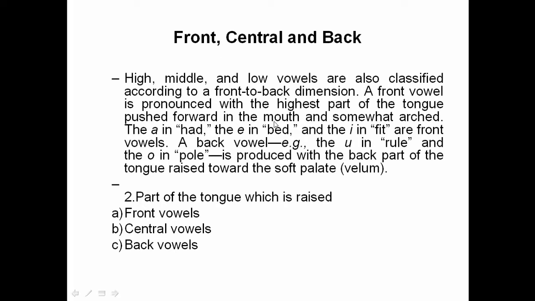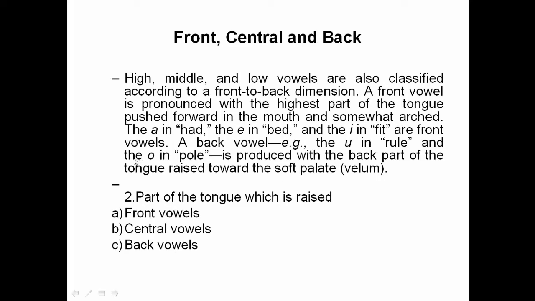A front vowel is pronounced with the highest part of the tongue pushed forward in the mouth, fine, and somewhat arched, meaning somewhat raised. Okay, look at the words had, a and a in bed, e in fit. They are front vowels. And a back vowel, oo, just like in rule, because the back of the tongue is raised. In a, the front part of the tongue is raised, and in o in pole, the back part of the tongue raises against the soft palate. Soft palate is the very fleshy part at the back of our mouth.